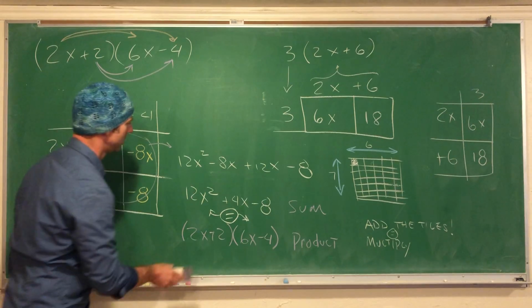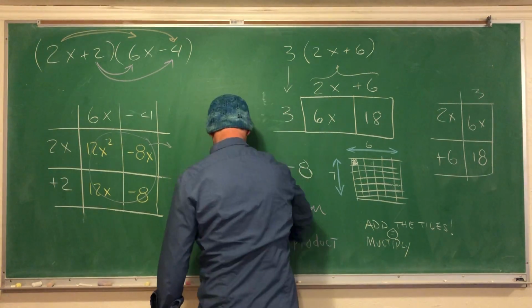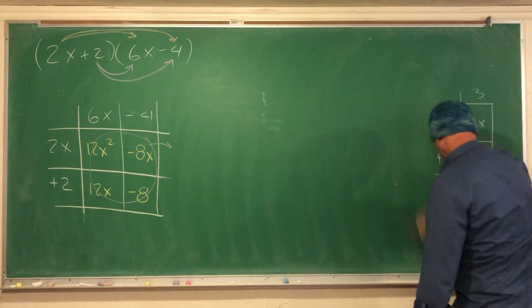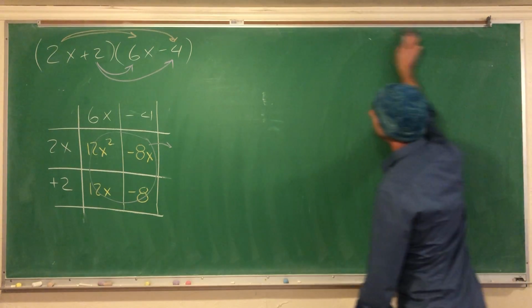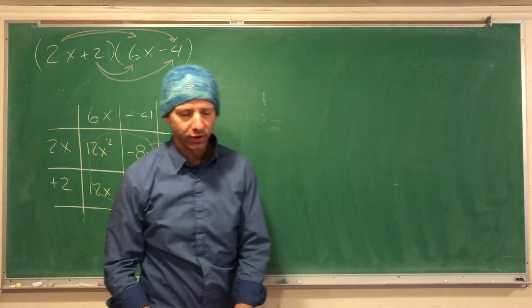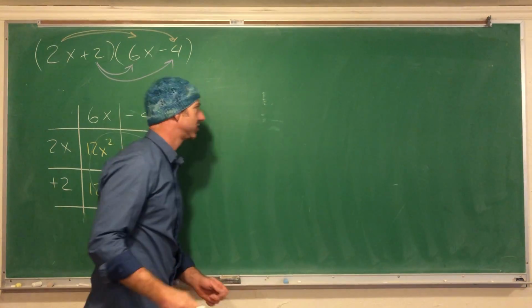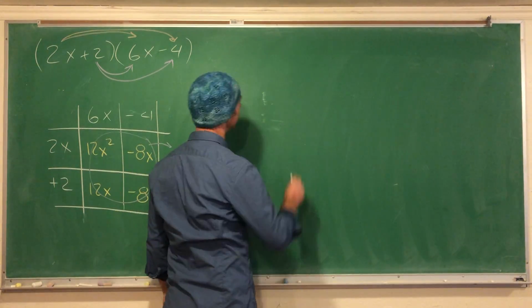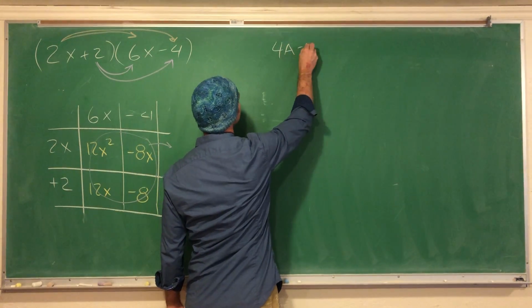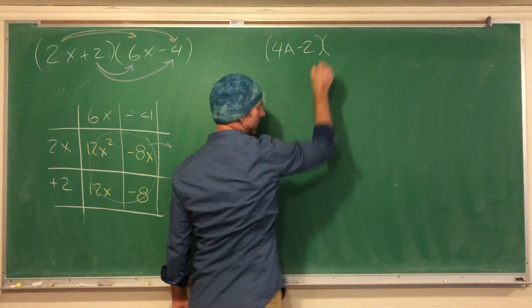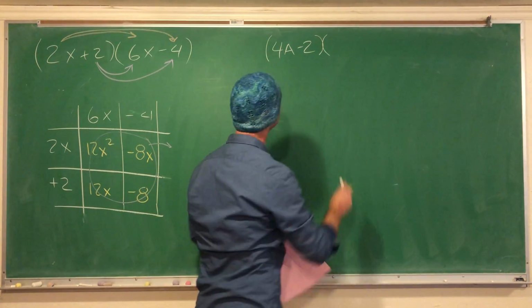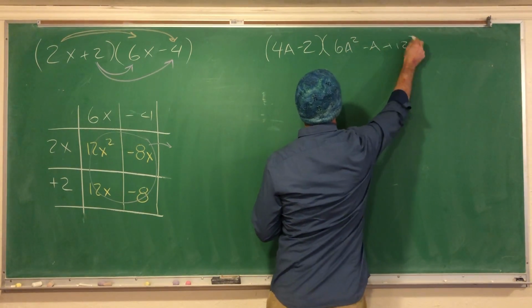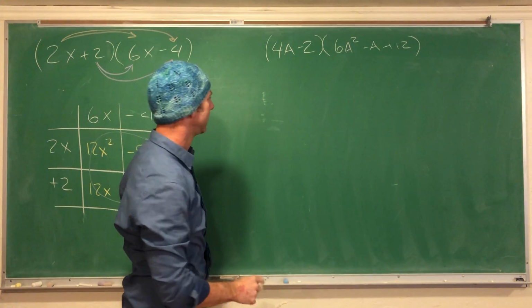Let's go for another one. Let's give another one a shot here. These are really powerful, and it doesn't have to stop at just two-term factors like this. We can do trinomials, so something like this. How about 4a minus 2 times 6a squared minus a plus 12. It's going to be the same technique.